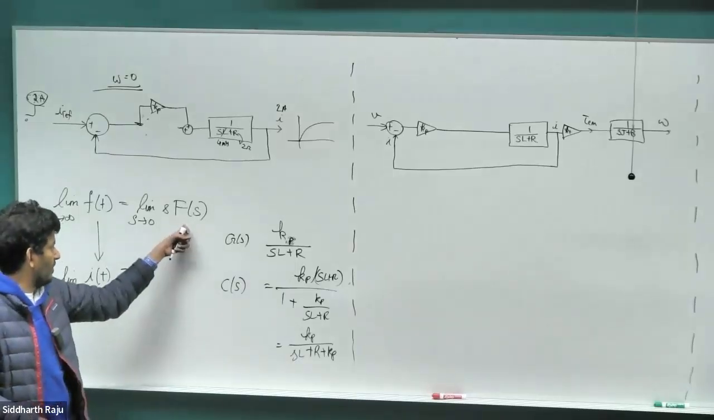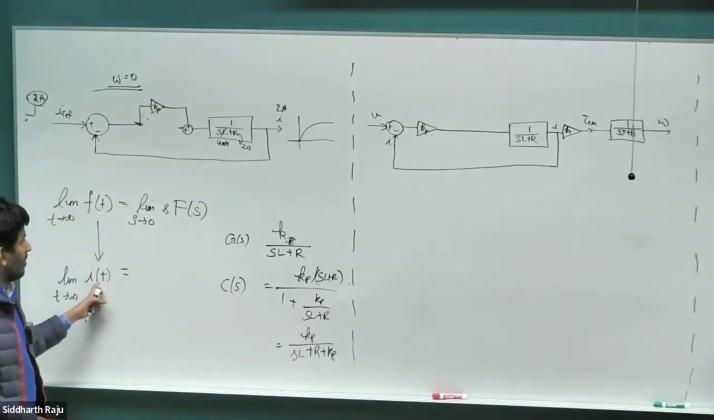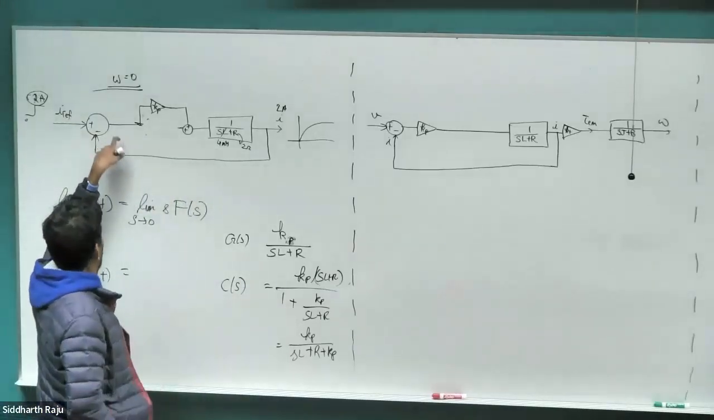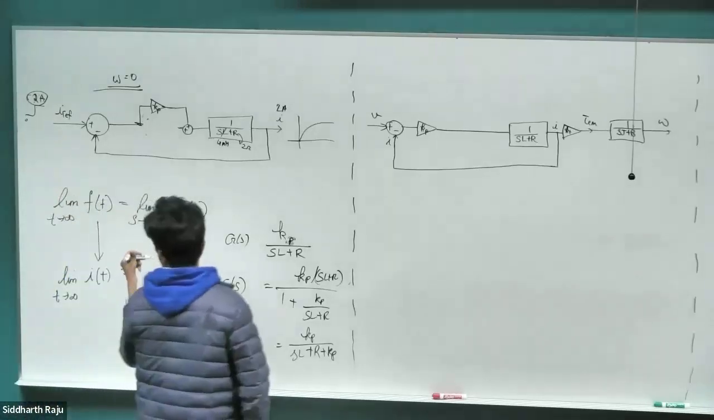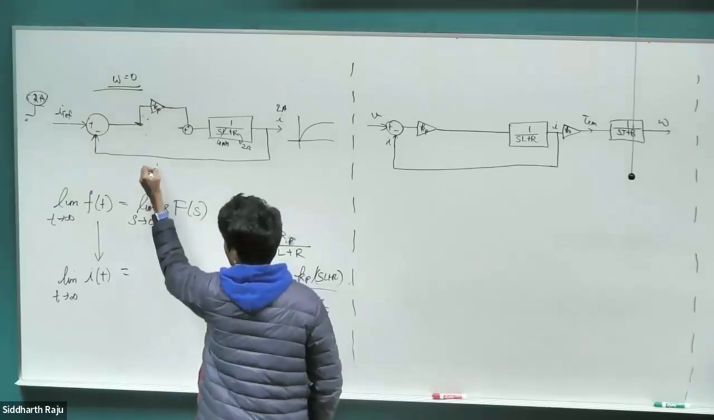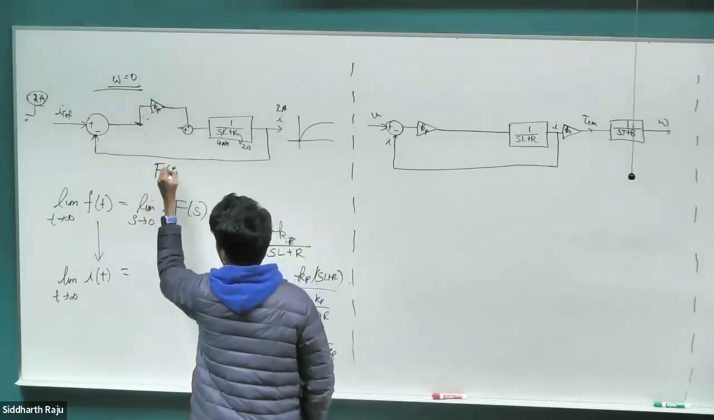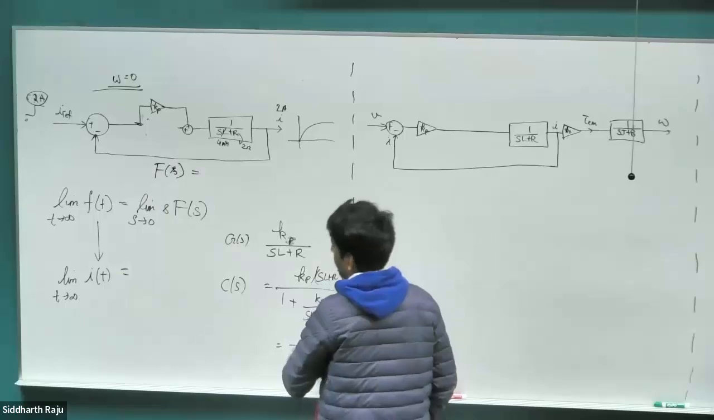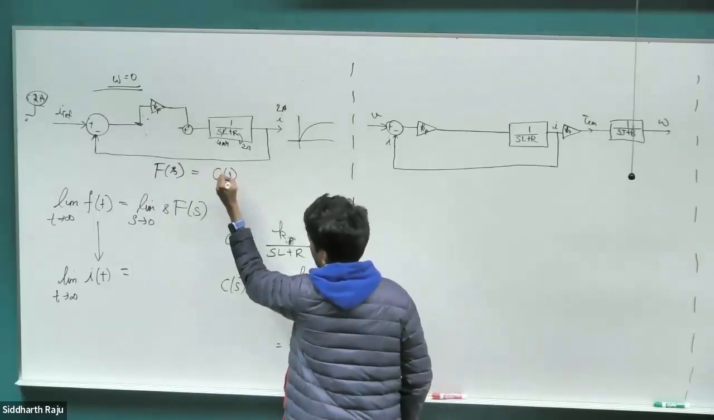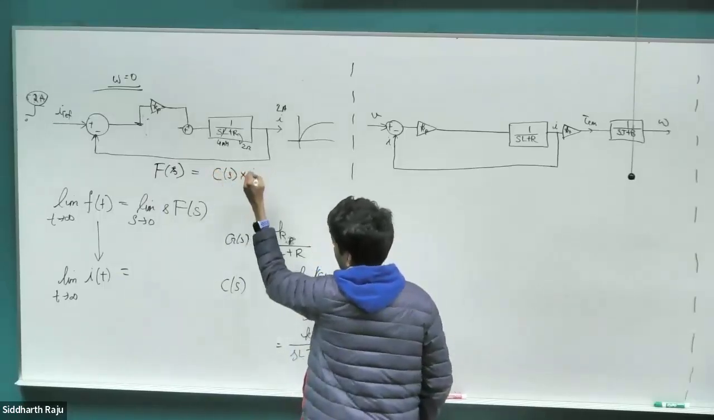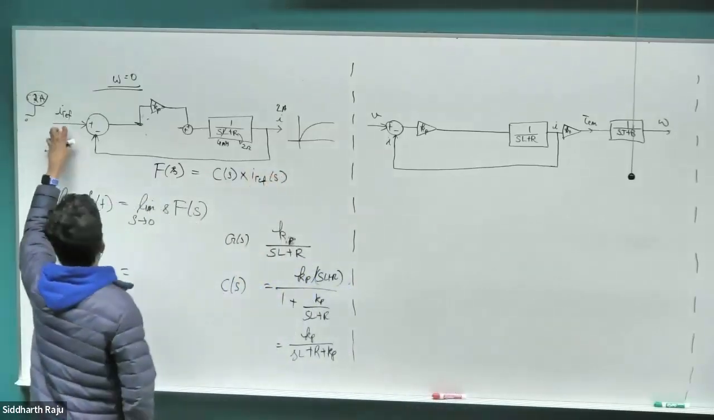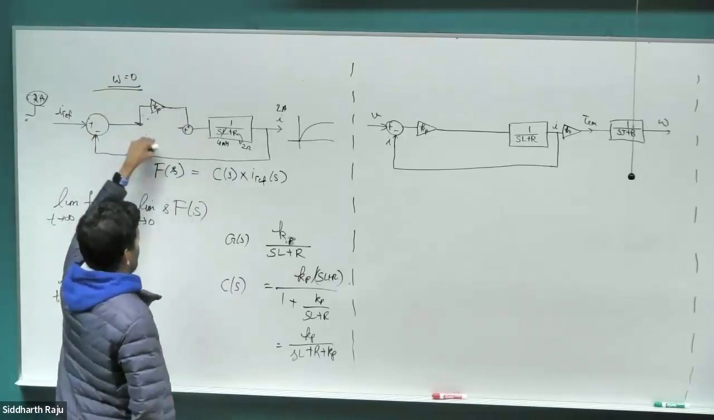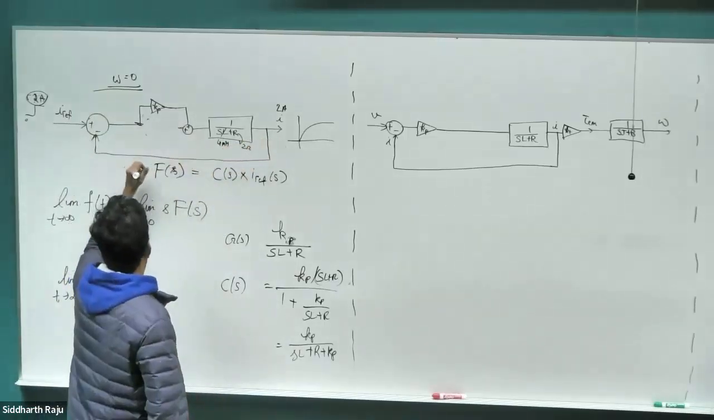What is the f of s indicating? It's indicating I of t. My I of t is this closed loop transfer function multiplied by I ref. So f of s is going to be equal to whatever my closed loop transfer function C of s is, times I reference of s. This product, this whole closed loop transfer function times I ref, is what is giving me I of s, which is what I am calling f of s here.